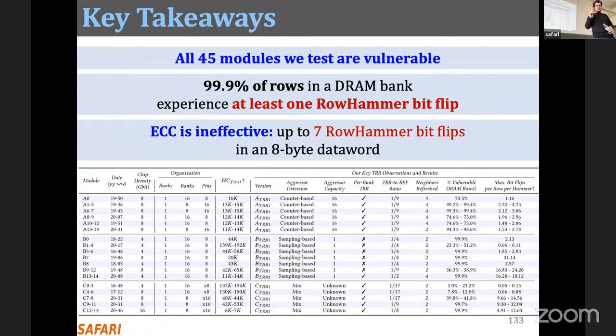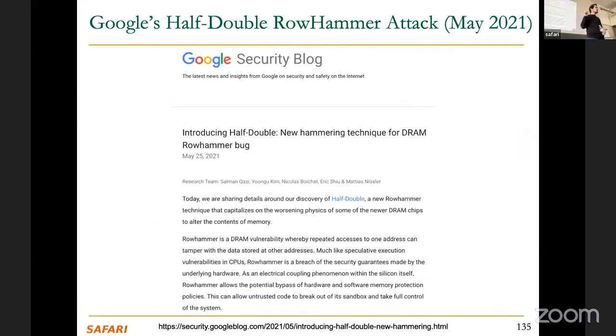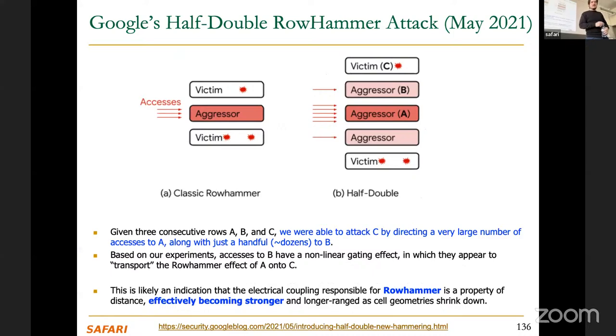I won't go into these details again, so I'll move on to the next thing that motivates these new defense mechanisms. This is a blog post from Google Security. They introduced the Half-Double pattern, a new hammering technique for the DRAM RowHammer bug. On the left picture, you see a classic RowHammer attack, and on the right you have a Half-Double attack.